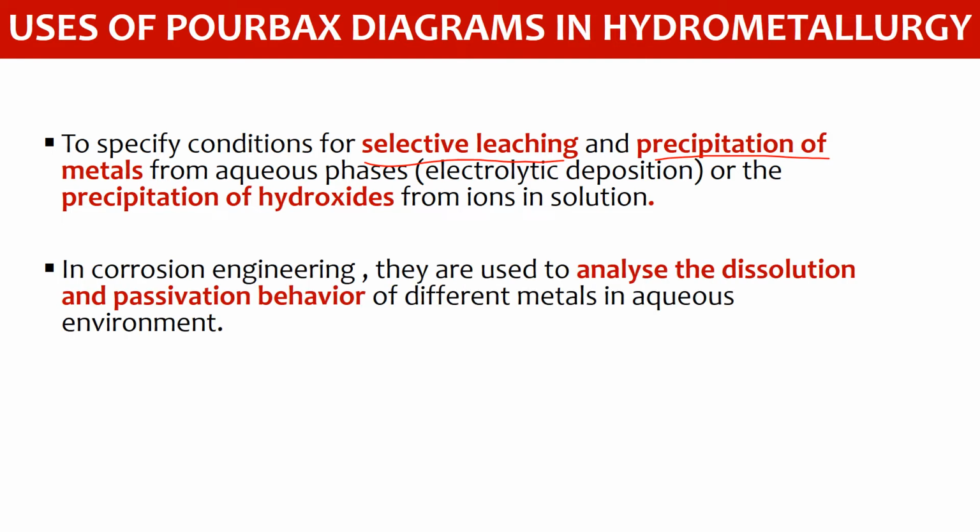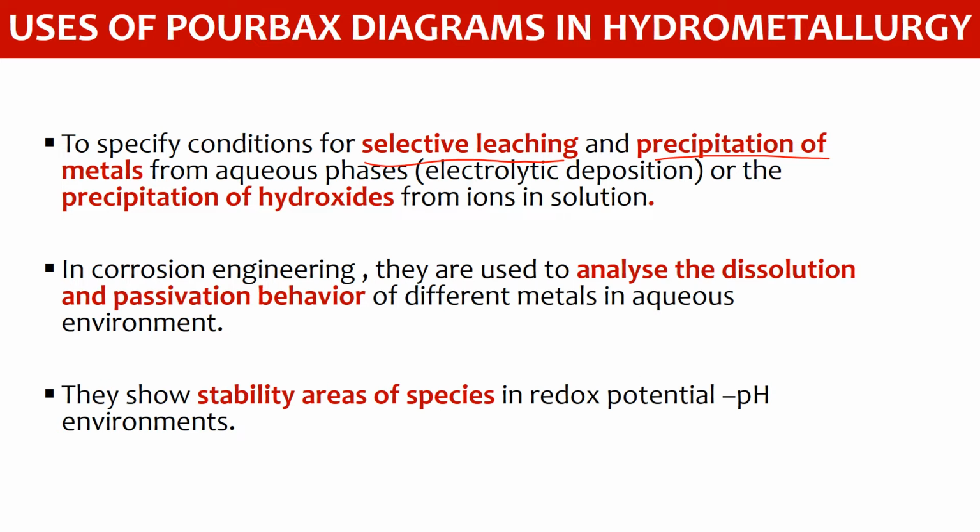Then they are also important in corrosion engineering, used to analyze the dissolution and passivation behavior of different metals in an aqueous environment. They also tell us the regions where a metal is unstable and bound to corrode. They generally show stability areas of species in redox potential and pH environments. You need to know if you're working in an environment that is high or low pH, high or low potential, and which species are stable in that.